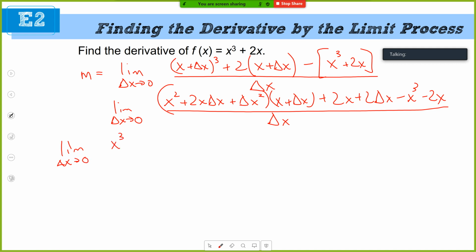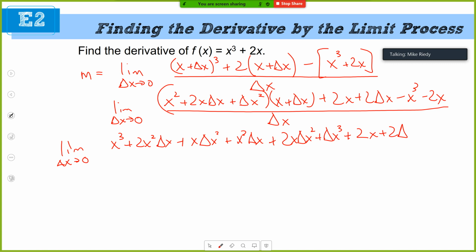x cubed plus 3x squared delta x plus 3x delta x squared plus delta x cubed, plus 2x plus 2 delta x, minus x cubed minus 2x. Oh, I'm exhausted.